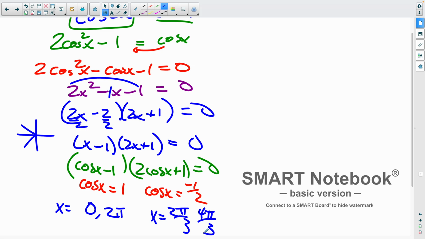We may have actually done that problem, I think, when we were doing it last year. Okay? So we could solve that doing there. There's 4 different answers: 0, 2 pi, 2 pi over 3, and 4 pi over 3. Okay?